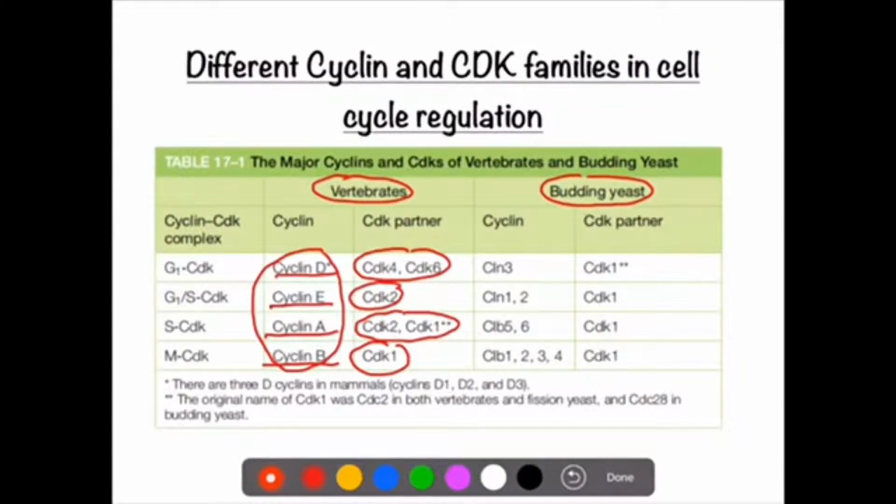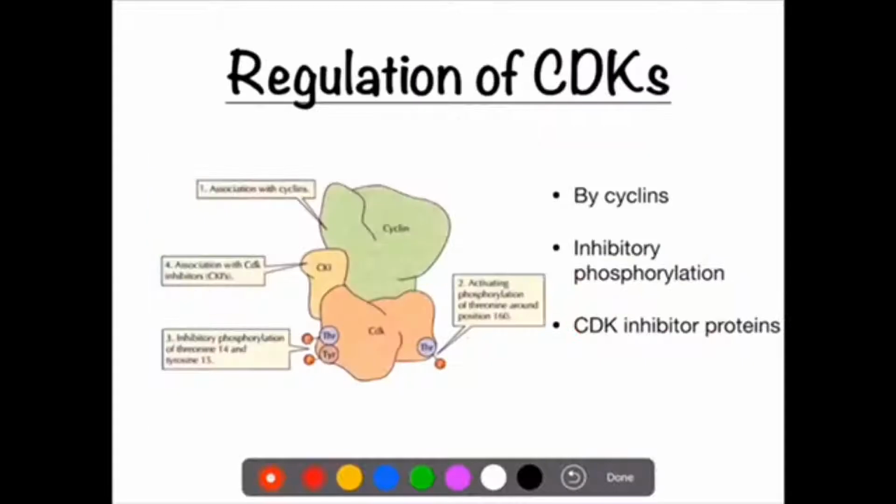In budding yeast, only one CDK is present and 4 cyclins are present. Cyclin 3 forms complex with CDK1 in G1 phase. Cyclin 1, 2 form complex with CDK1 in G1/S phase. Cyclin 5, 6 form complex with CDK1 in S phase. Cyclin B 1, 2, 3, 4 are present in M phase, which form complex with the CDK1 in M phase.